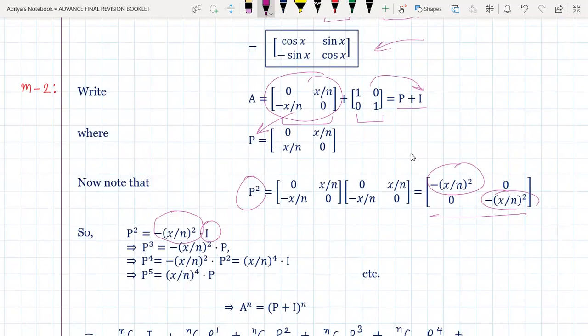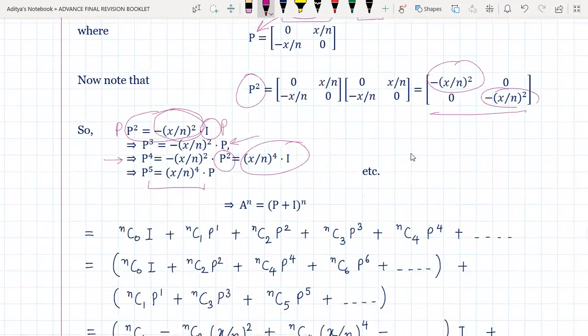Now P cube, how will we find P cube? Just multiply both sides by P. So we get P cube is equal to minus x by n whole square into P. Then similarly, we can get P power 4 by multiplying by P again both the sides. So here it will be P square. P square value you again substitute from the first equation as minus x by n whole square into I. So this is the final value of P power 4. Then similarly multiplying by P again both the sides, P power 5, this we get. So it is very easy to observe the pattern that they are going to follow.